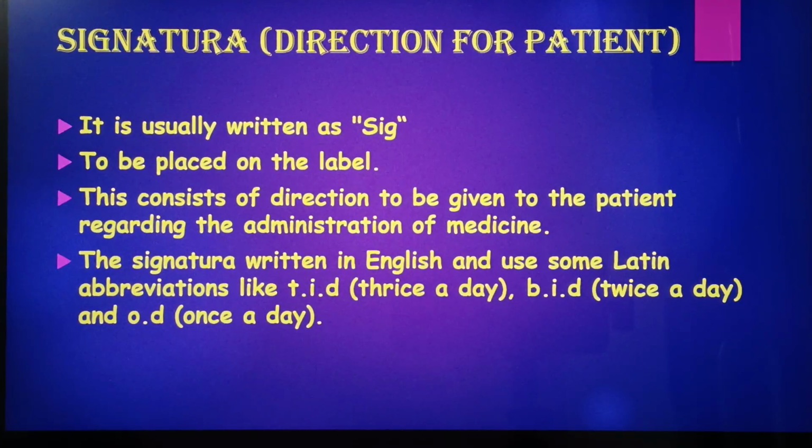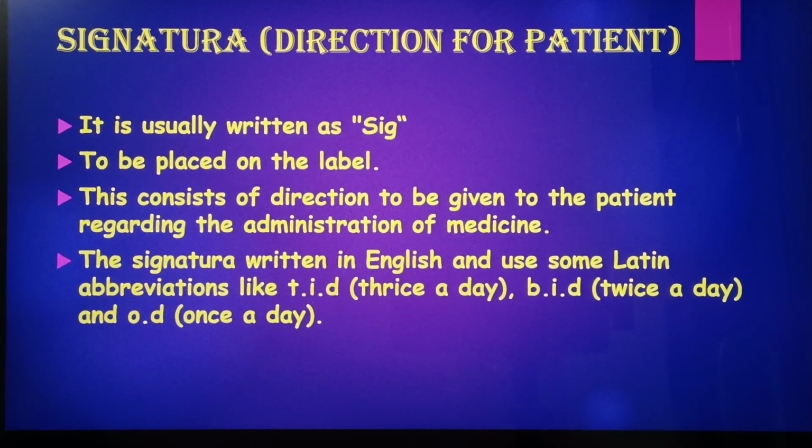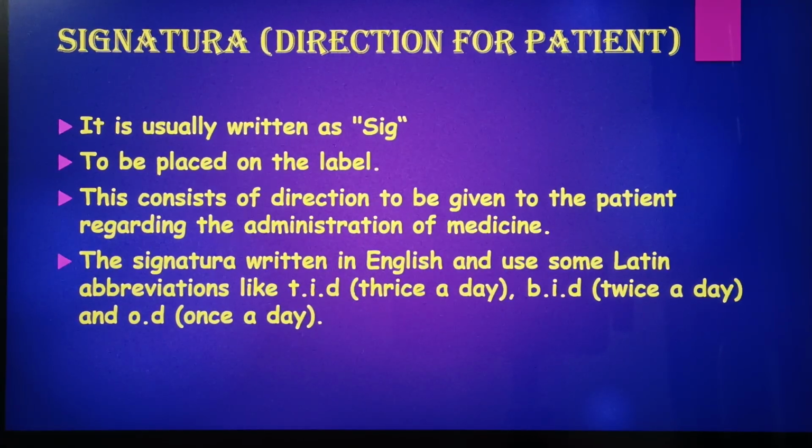The next part is the signatura, which is the direction for the patient. It is usually written as sig, to be placed on the label. This consists of the direction to be given to the patient regarding the administration of medicine, that means how to administer the drugs. The signatura is written in English and uses some Latin abbreviations like TID, BID, OD, etc. In the next part, we will study the Latin terms and their abbreviations.